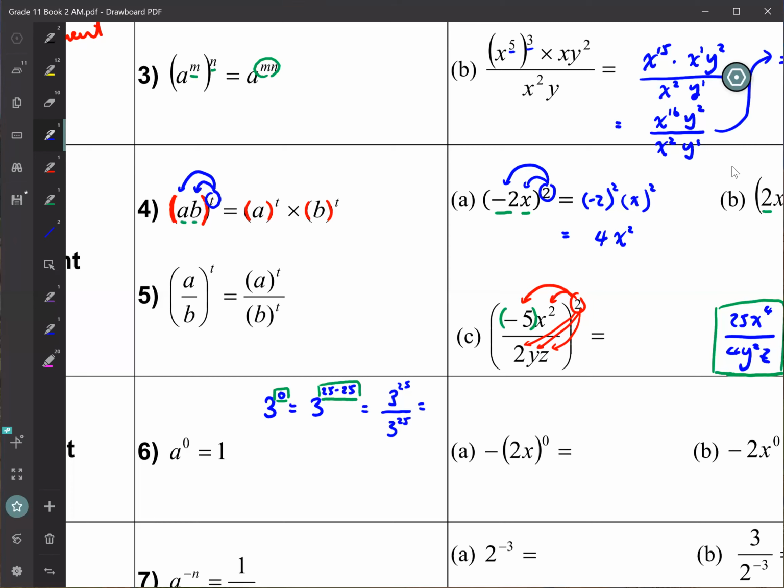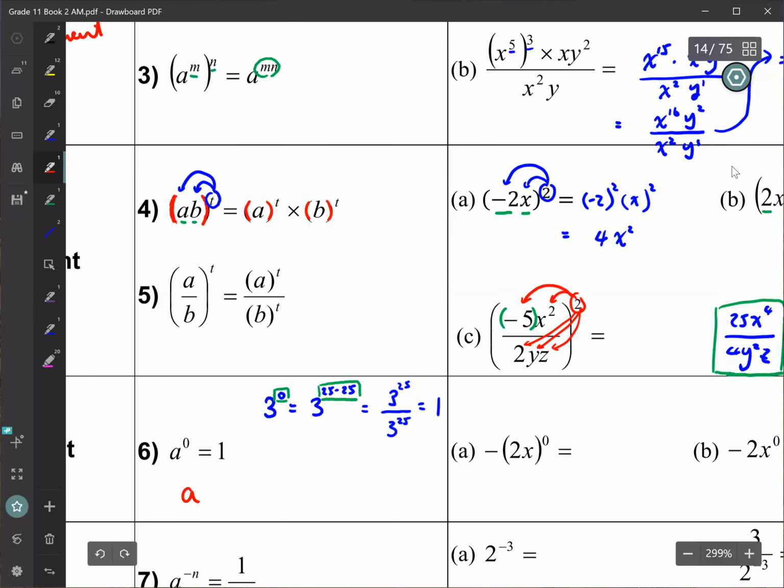It becomes 1. It's like 5 divided by 5 will be 1. 3 to the 25 divided by 3 to the 25 will be 1. So you can do that for any number. It doesn't matter what the base is, except there's a number that the base cannot be, which I did not put here.